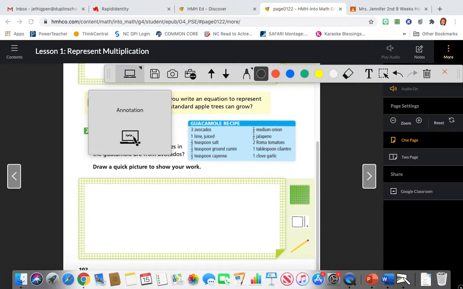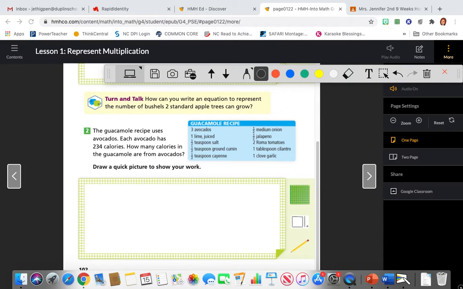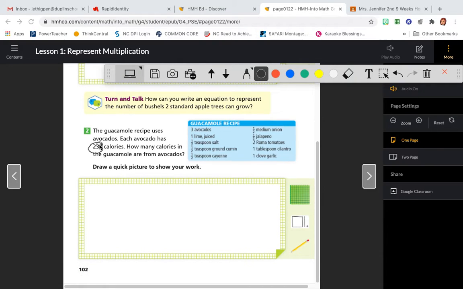All right, let's look at number 2. The guacamole recipe uses avocados. Each avocado has 234 calories. How many calories in the guacamole are from the avocados? So, you're going to have to use this picture, this recipe here, to help you draw a quick picture. We're talking about avocados, so all this other stuff in the recipe we don't really need, but it's there, but we don't need any of it. All we're focused on is the avocados in our recipe. So we know that each avocado has 234 calories.